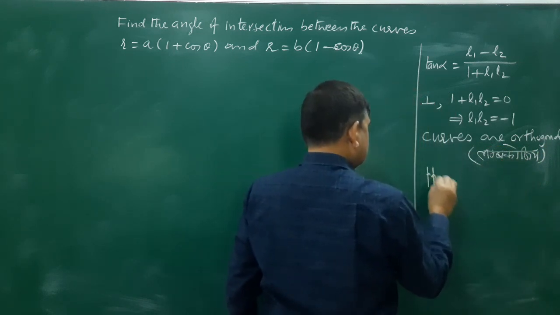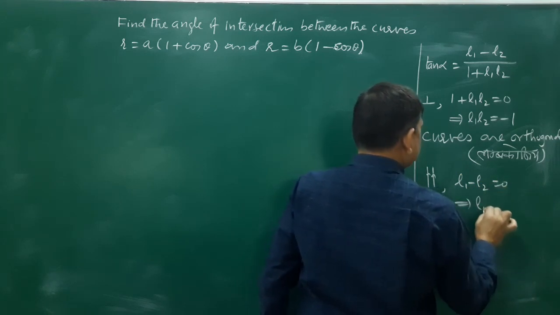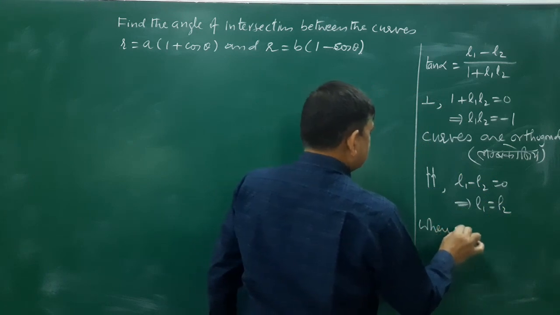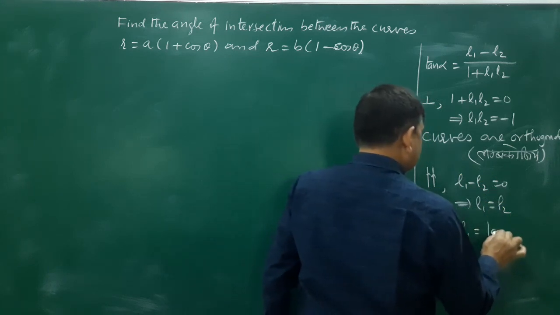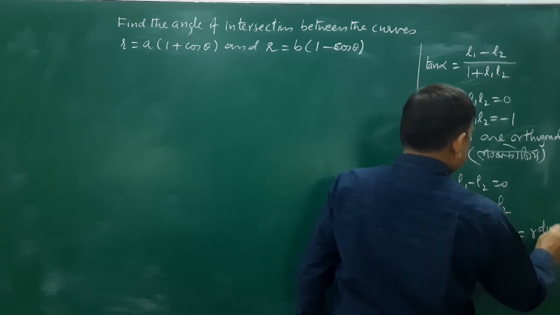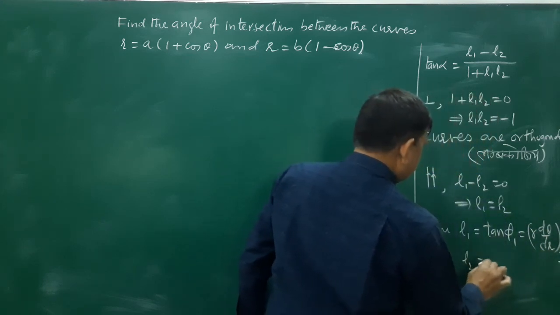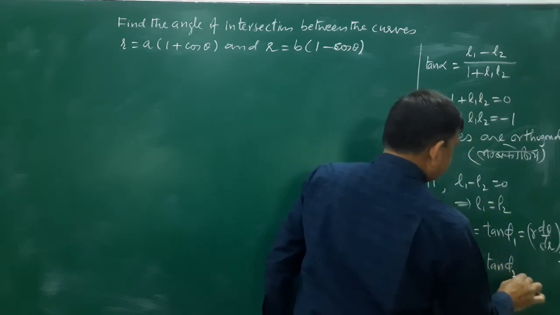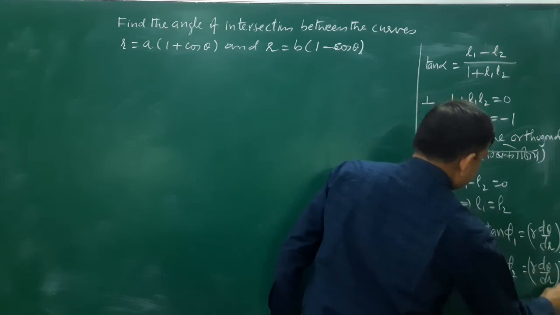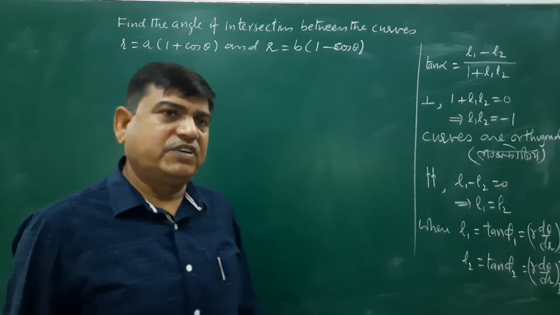Parallel, then L1 minus L2 equals to 0. This implies L1 equals to L2. Where L1 is tan phi 1, that is r d theta by dr for the first curve, and L2 is tan phi 2, r d theta by dr for the second curve. So this is the information that we have done.